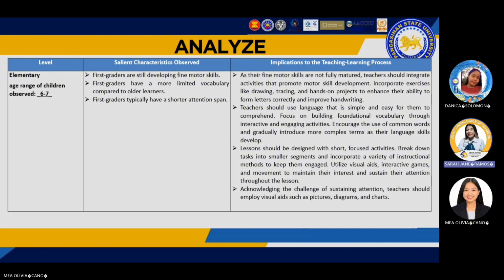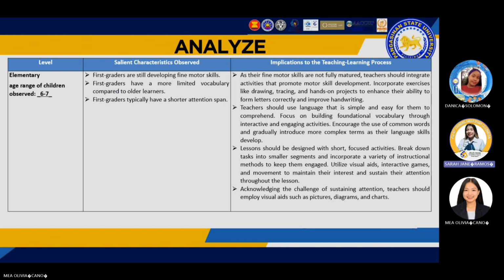The third one is lessons should be designed with short focused activities, break down tasks into smaller segments and incorporate a variety of instructional methods to keep them engaged. Utilize visual aids, interactive games, and movement to maintain their interest and sustain their attention throughout the lessons. And last one is acknowledging the challenge of sustaining attention. Teachers should employ visual aids such as pictures, diagrams, and charts.